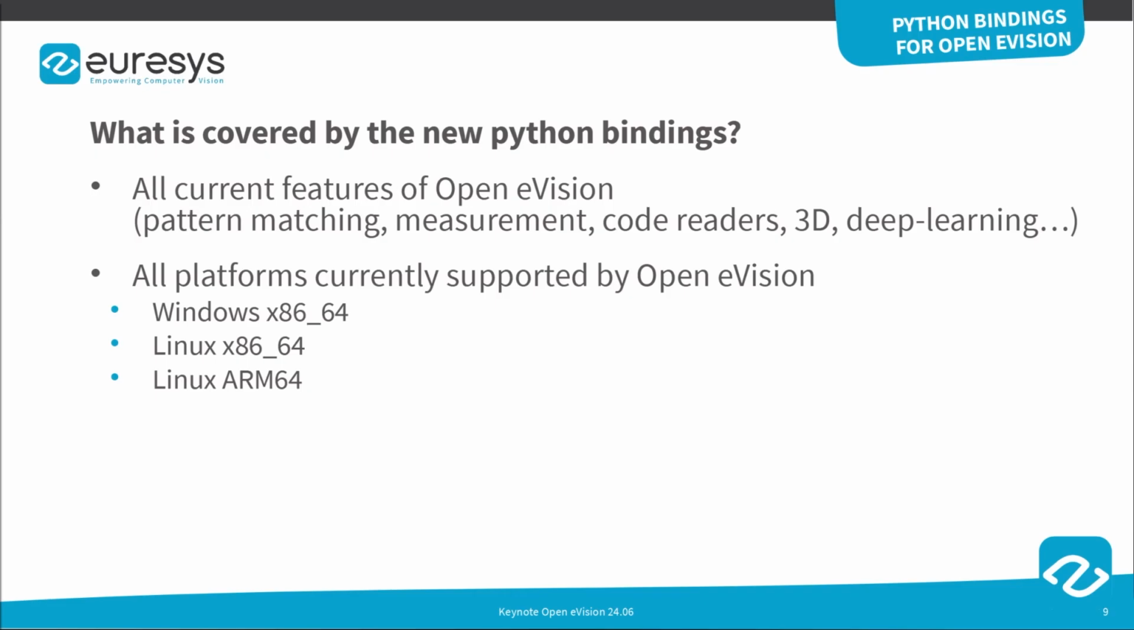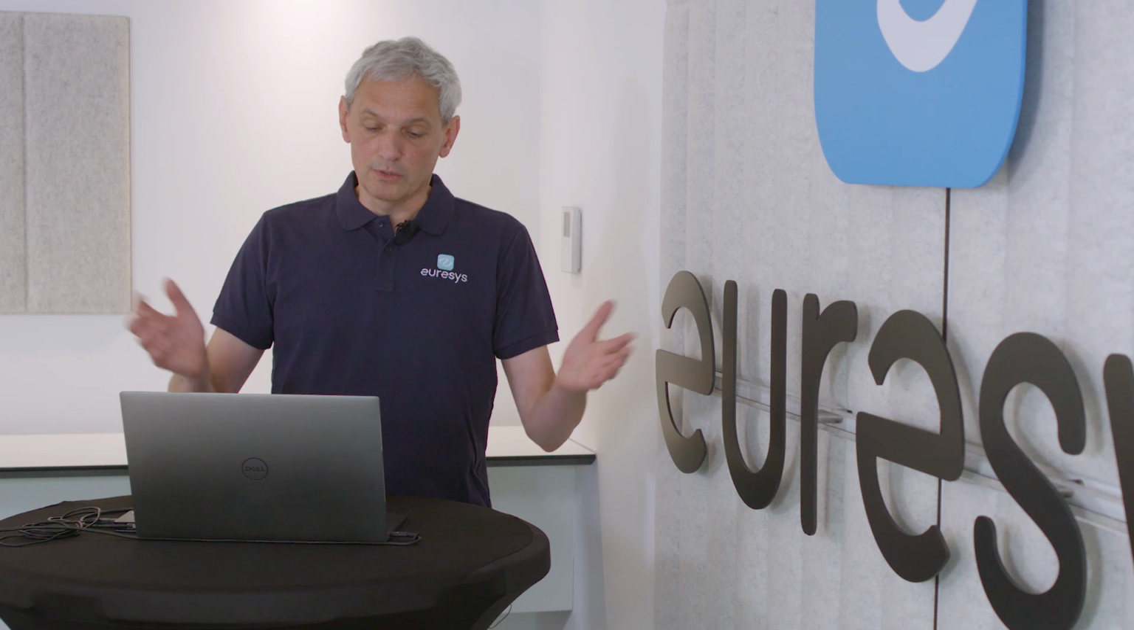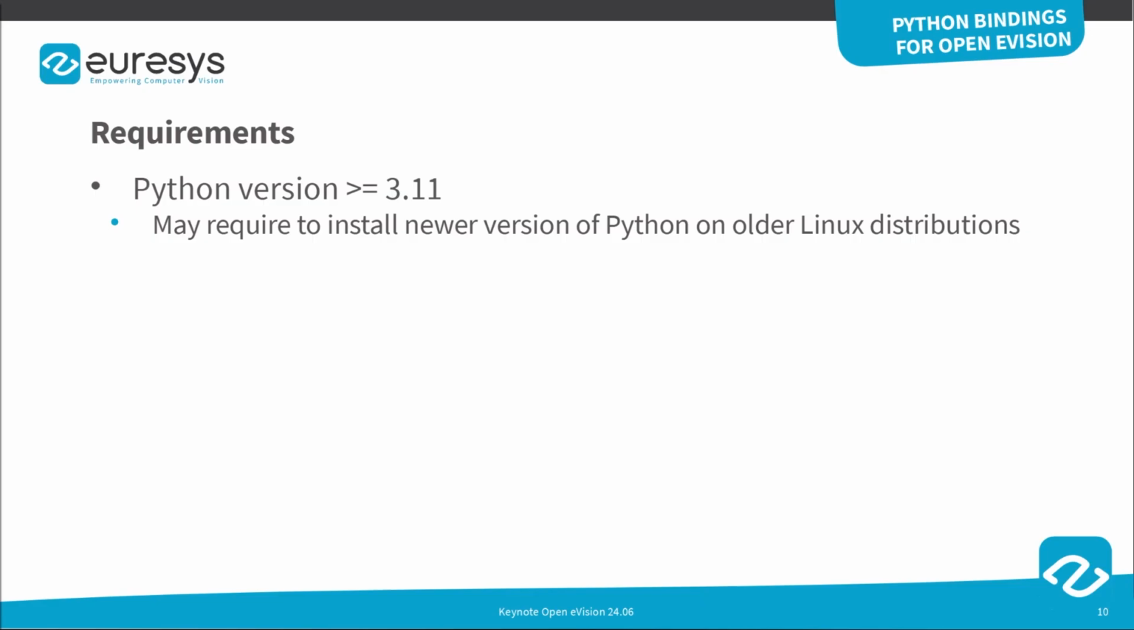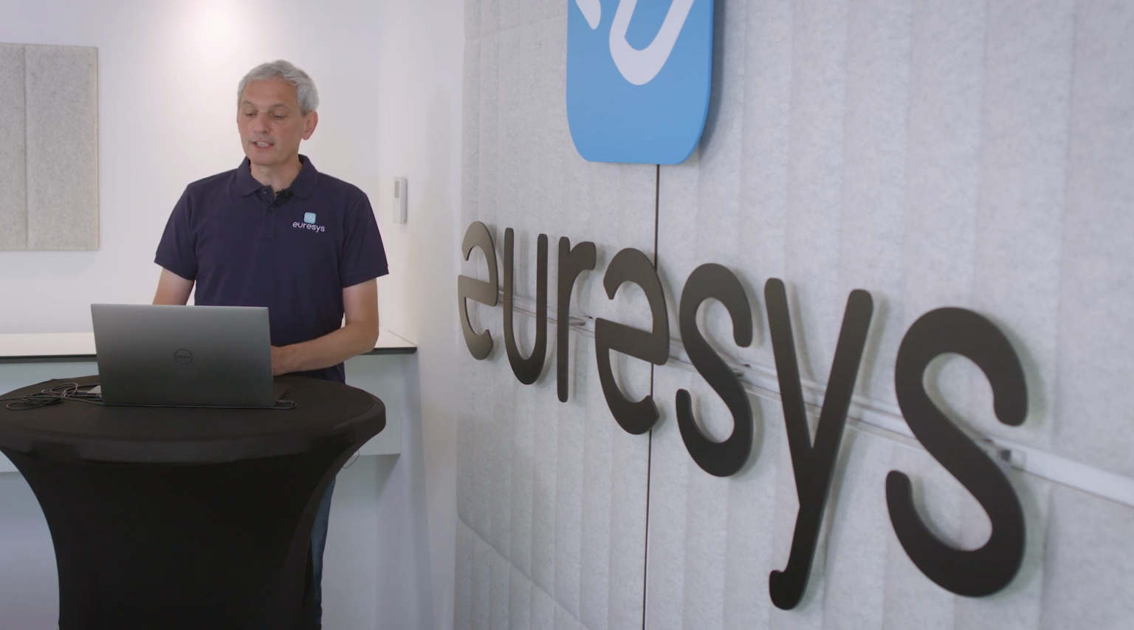And what is covered by the new Python bindings of eVision? Basically everything. All current features of eVision, like pattern matching, measurements, code readers, 3D, deep learning, are included in the Python bindings. And also all platforms that we currently support in eVision are supported by Python, Windows, Linux, and Linux ARM, which is, of course, very popular on embedded systems. The only requirement here is to run the Python bindings with Python version 3.11 or higher. So it may require some extra installation on some old Linux distribution.